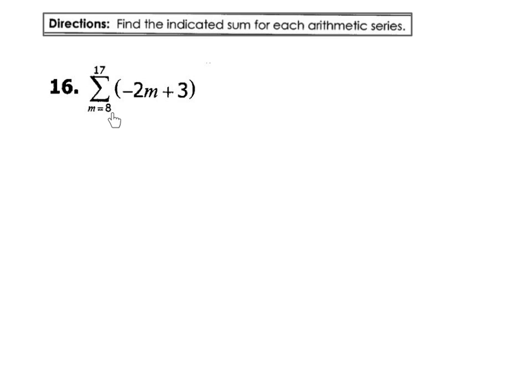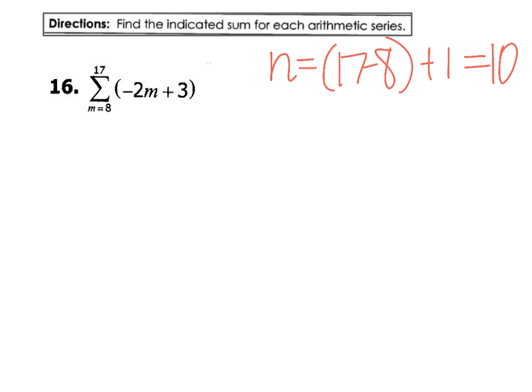Our first term is when m equals 8, our last term is when m equals 17. Now, this is when it's really important for us to find our n. We want to do n equals 17 minus 8, then add 1. If you were to count on your fingers from 8 all the way to 17, you would get this same answer. 17 minus 8 gives you 9, add 1 and you get 10. So n here equals 10.